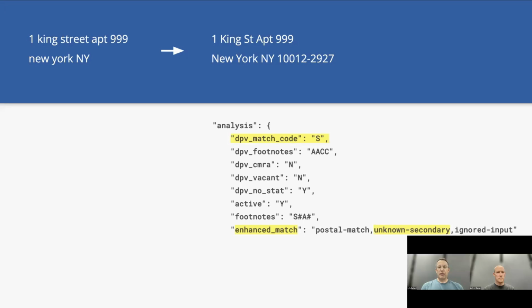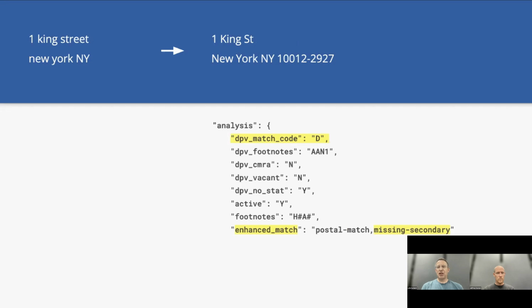So I pretty much had finished talking about this slide, DPV match code of S here. So far we've seen a DPV match code of Y and a DPV match code of S. Based on those, you really know what you need to know without even consulting the enhanced match field yet. Let's look at the next example. Sorry, jump in if you want, Jeffrey. So far, so good.